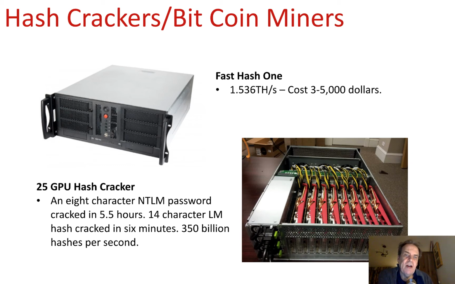So there are machines that are highly optimized to be able to crack hashes, and often these days they're used as Bitcoin miners. So this one here has 25 GPUs within there, and it can crack 8-character NTLM passwords within 5.5 hours and 14-character LM hashes within 6 minutes. It does about 350 billion hashes per second. This one here costs less than $3,000 and does 1.5 tera hashes per second. Tera is times 10 to the 12.